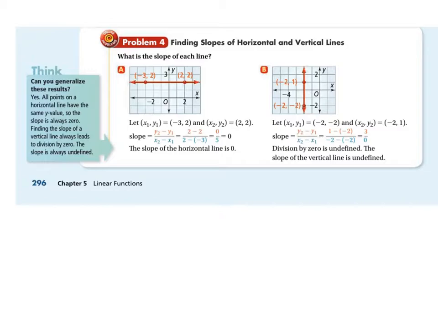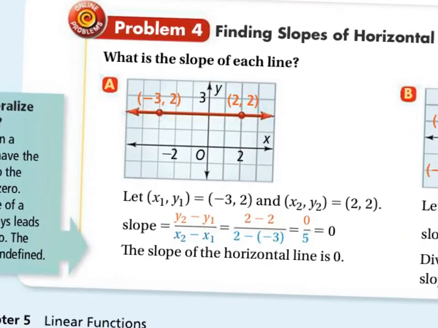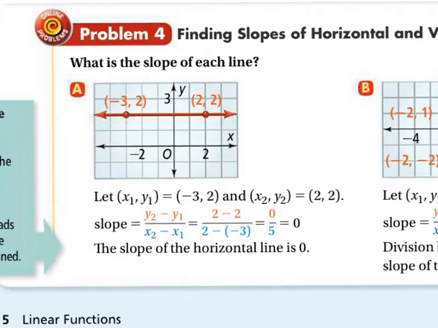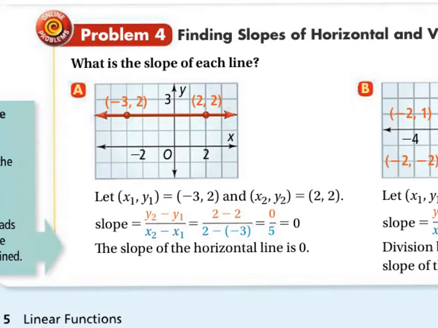So if you look at problem 4, we've got some special cases here. Problem 4, part A, they're asking for the slope of that line. If you do the change in y's, your option is either 2 minus 2 or 2 minus 2. Well, it's going to be the same either way. So I guess I'll start with this one, like the book did.